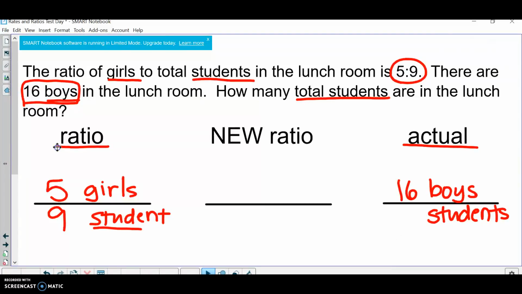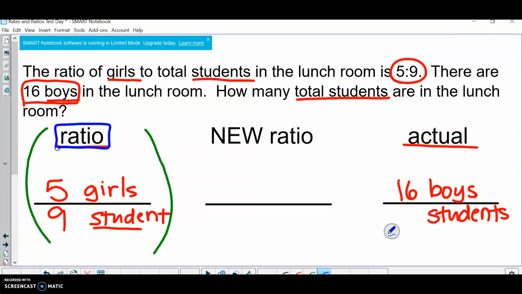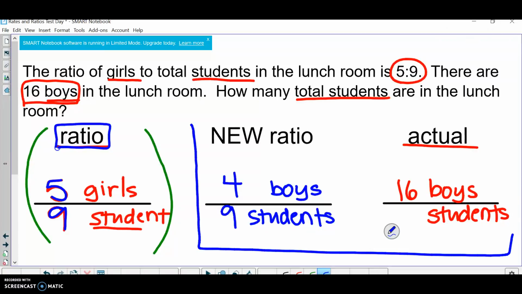So we have to write a new ratio. And if you recall, I kind of put this part in parentheses because we're going to use that. So we're still talking about this specific ratio, but now we're going to change it to be a new ratio that works. So we're still talking about 9 students, but instead of comparing the girls to the students in the ratio, we want to talk about the boys compared to the students. So if we know that there were 5 out of the 9 that were girls, the other part, or 4, have to be boys. So now we have a ratio that works with the rest of the proportion.